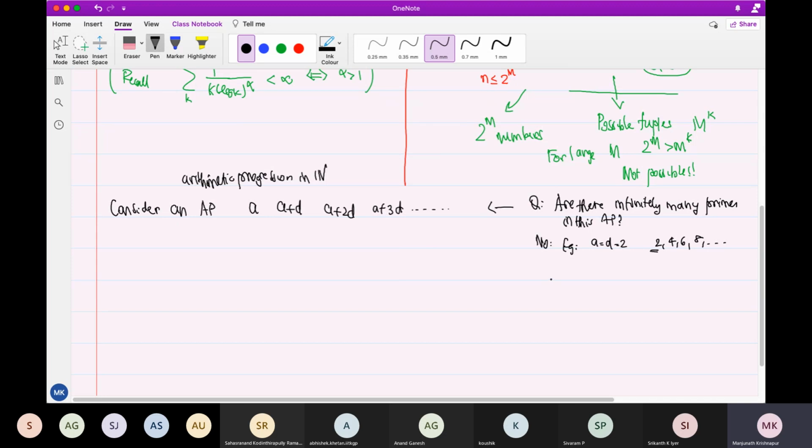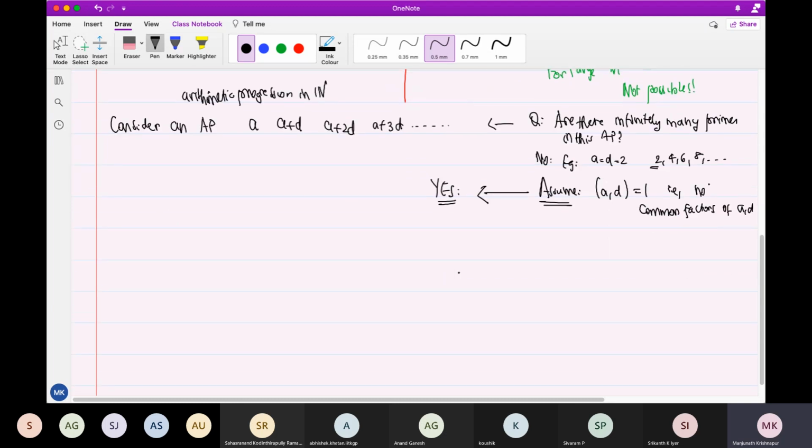So one should assume there are obvious obstacles. If there is a common factor, a number that divides all of them, then there will be a problem. Assume that a and d are coprime, that is, no common factors other than 1. (a, d) is the notation for the GCD. So then the answer is yes. And this is what Dirichlet proved. See, if the answer was no, it would have been a tremendous theorem also.